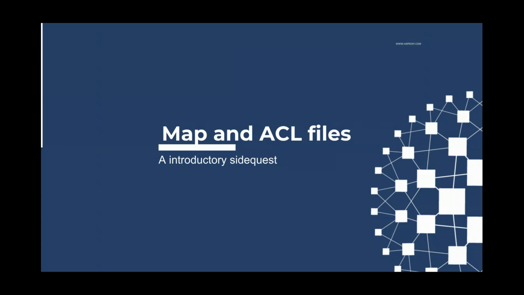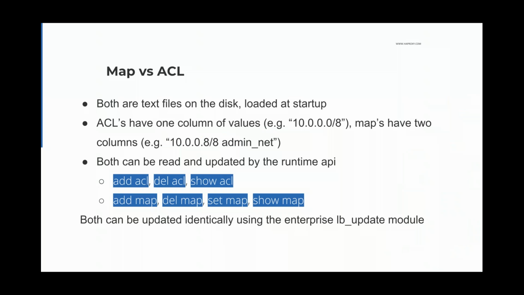Map and ACL files. I'm going to give you a whirlwind introduction to those. We actually have a blog post dedicated to map and ACL files. A map file is used to look up a value and return another value, and an ACL file just has a single column with samples to match against. Both are stored on disk and loaded at startup.